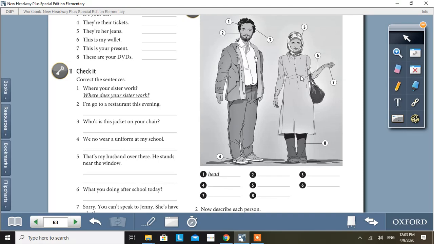Now the woman, describe this lady, describe this woman. She's wearing a scarf. She's wearing a long coat. And she's wearing trousers. And she's wearing shoes. And she's having a bag. And like that.